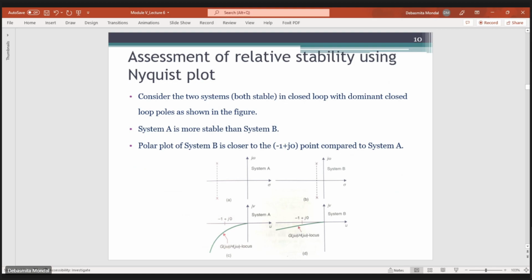Right. So for these kinds of systems, if you try to plot the polar plot or the Nyquist plot, let's say that for system A the polar plot looks something like this, right? And for system B the polar plot looks something like this. By comparing these two figures, you can see that the distance of the polar plot from this -1 plus j0 is much more in system A compared to that in system B, right?